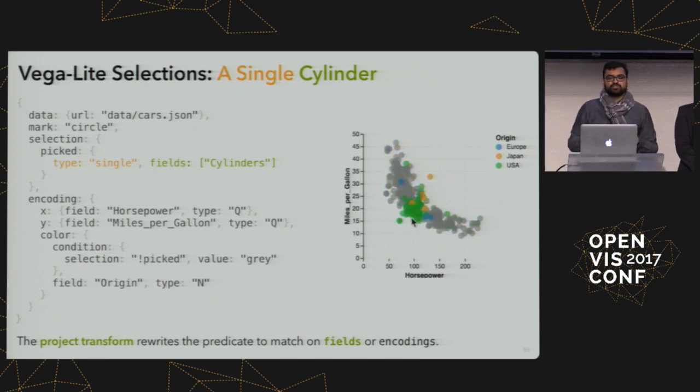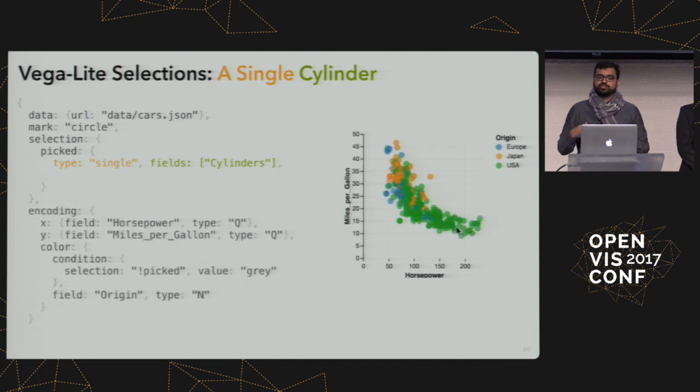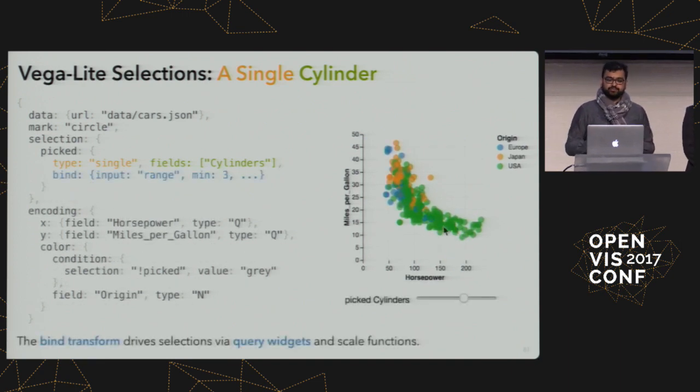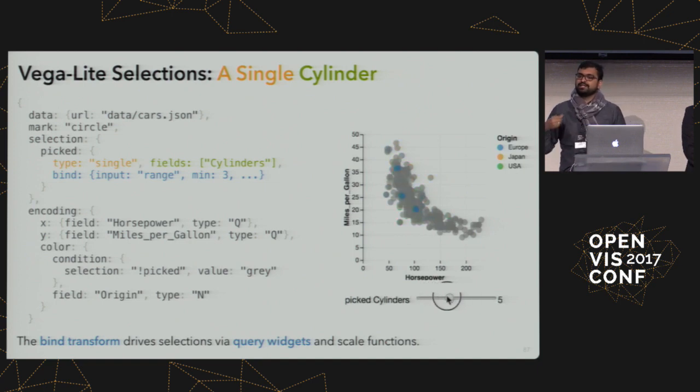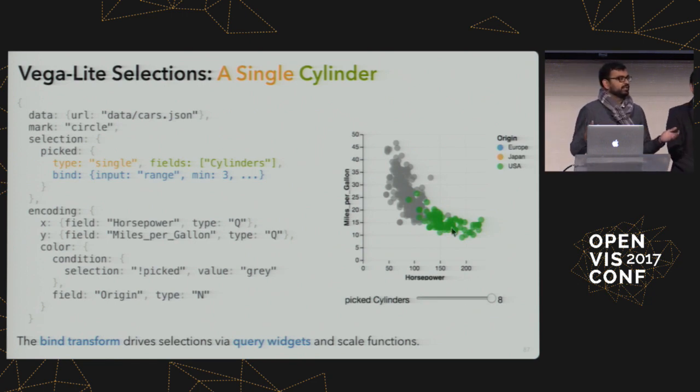And so besides direct manipulation, we can also invoke a bind transformation to add some dynamic query widgets to our interaction. And now, not only does the same clicking interaction work, but as I scrub that range slider back and forth, I can see, aha, there actually are some three and five cylinder cars, but they're only a handful. And so I was probably not likely to click on them directly.